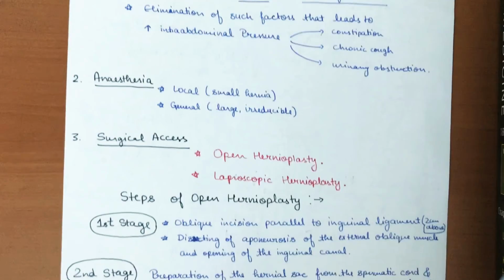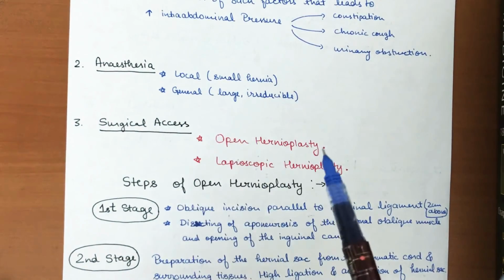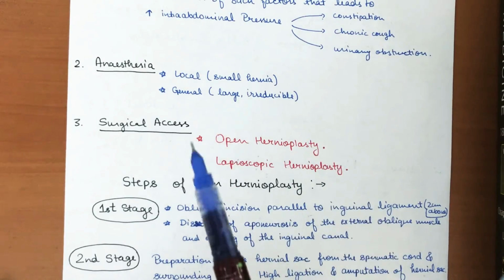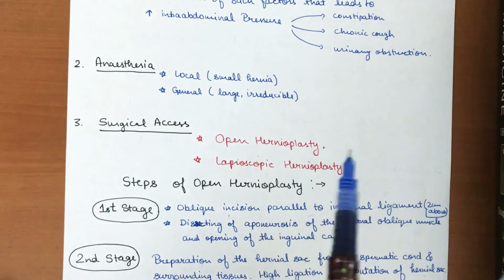Second, we will do the anesthesia. Anesthesia can be local in case of small hernias, but it has to be general in case of large and irreducible hernias. Surgical access is mainly open hernioplasty or laparoscopic hernioplasty.